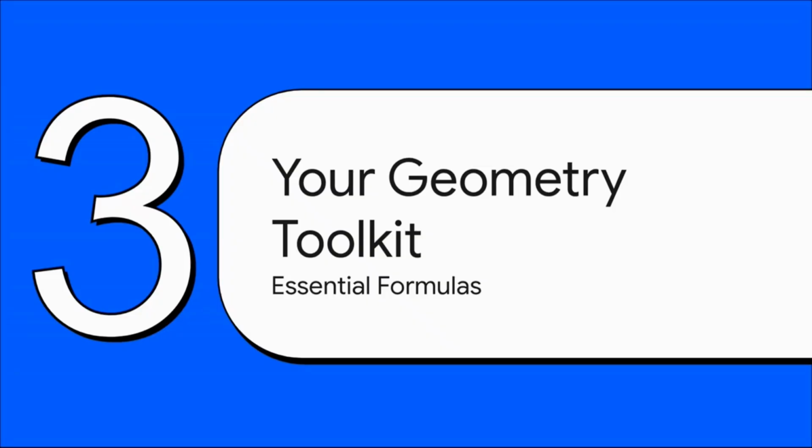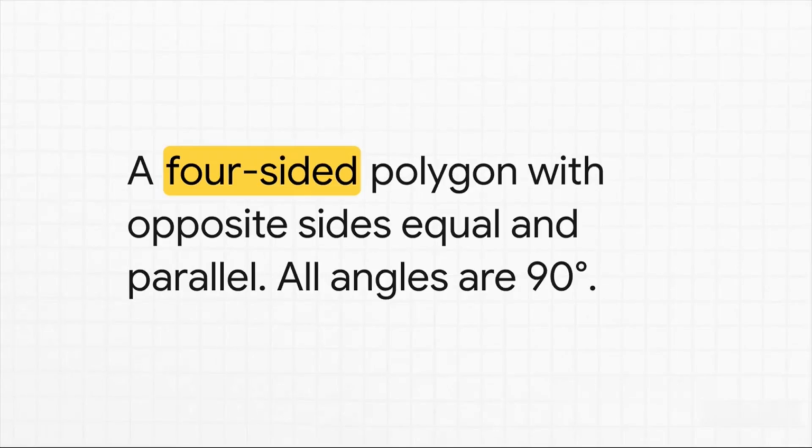All right, theory time is over. Let's get practical. We're about to build a simple but super powerful toolkit of formulas. Think of these as the essential tools you need to solve pretty much any area or perimeter puzzle. Okay, first step in our toolkit is one of the most common shapes you see everywhere, the rectangle. I mean, look around you. Doors, windows, your phone screen, they're all rectangles, defined by those four sides and four right angles.